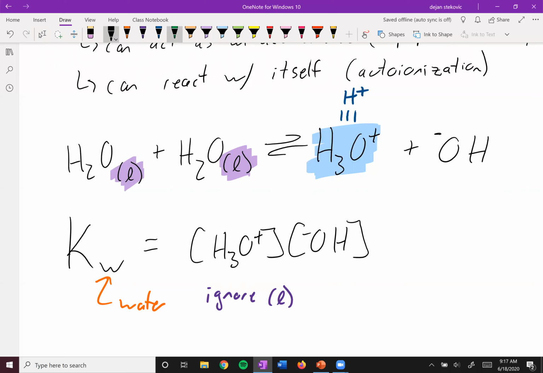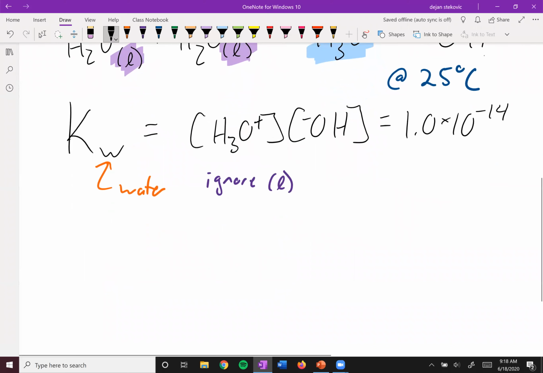And so at 25 degrees Celsius, which is standard room temperature, this value comes out to be 1.0 times 10 to the negative 14. Kw will always equal 1.0 times 10 to the negative 14. It doesn't matter how much acid or base you add, Kw is a constant at 25 degrees Celsius. It is an endothermic process, so heat is a reactant.